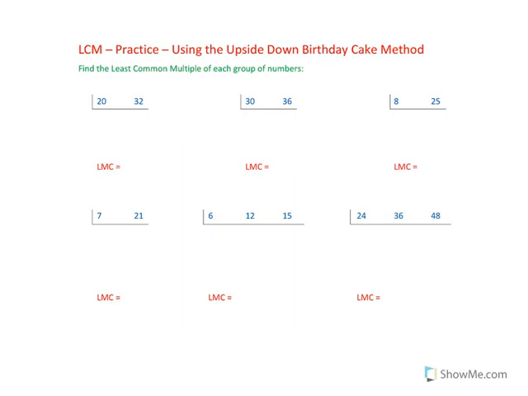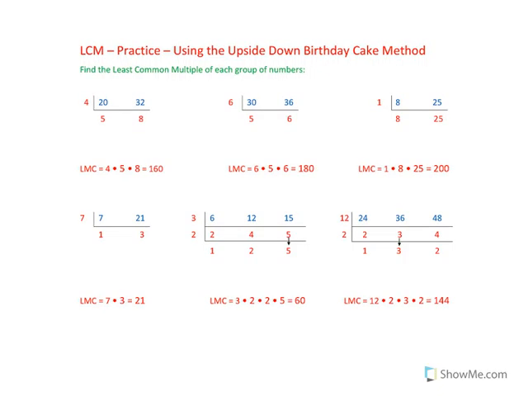What I'd like you to do now is to put this on pause and copy down these problems and try them, and then once you're done, put it back on and see how you did. Here are the solutions. 4 goes into 20 accordingly, and I circle, make my L. 4 times 5 times 8 is 160. 30 and 36, I get 6 and 5 and 6, which is 180.